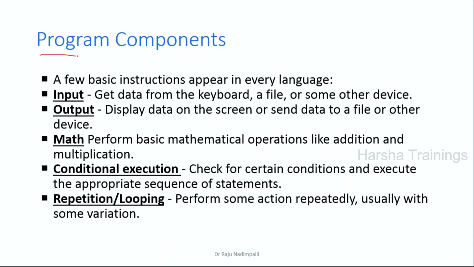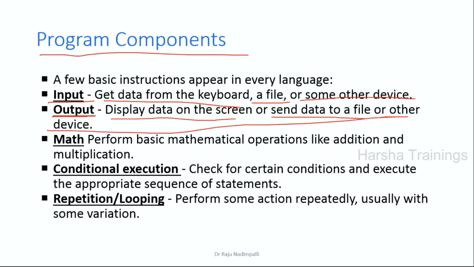Now, every program needs some set of components. As I already told you, the first one is inputs: get the data from the keyboard, or get the data from the file, or get the data from secondary devices. Then every program should produce an outcome, that is also called output. That output I will display on the screen, or I will send the data to a file, or I will store the data for further purpose, mostly in hard drives or secondary drives.